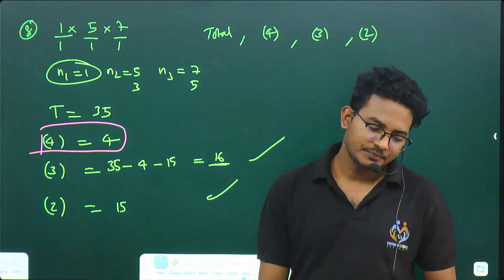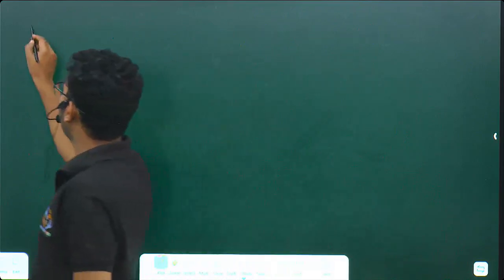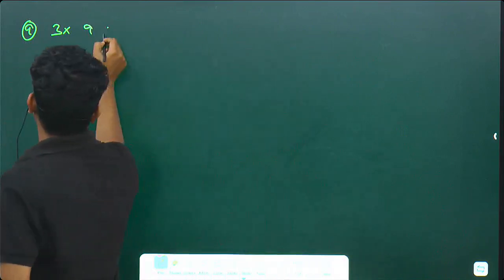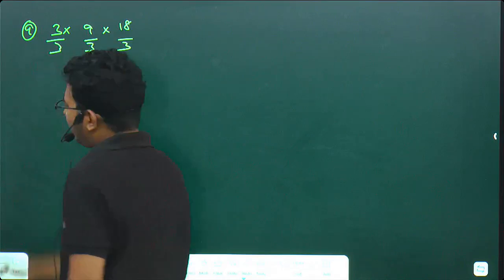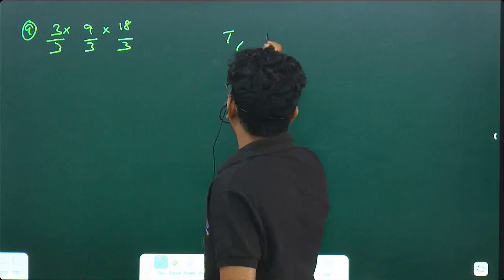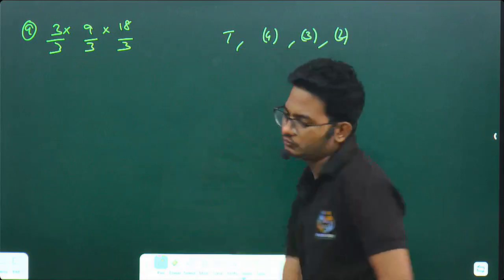Okay, I'll do one more question. Ninth one: 3, 9, 18. Make it fast. Total, 4 surfaces, 3 surfaces, 2 surfaces.